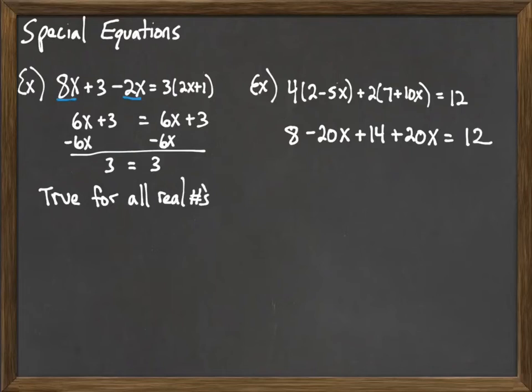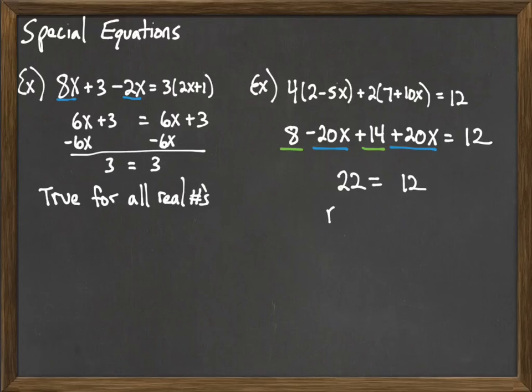At this point, we look for some like terms. We recognize that we have a negative 20x and a positive 20x. We also have the 8 and the 14. So we start to put our like terms together. 8 plus 14 is 22. And here the 20x's just completely go away. So they're gone from the problem. Just like the last one, the x's are completely gone. And so on the other side, we'd have just equals 12.